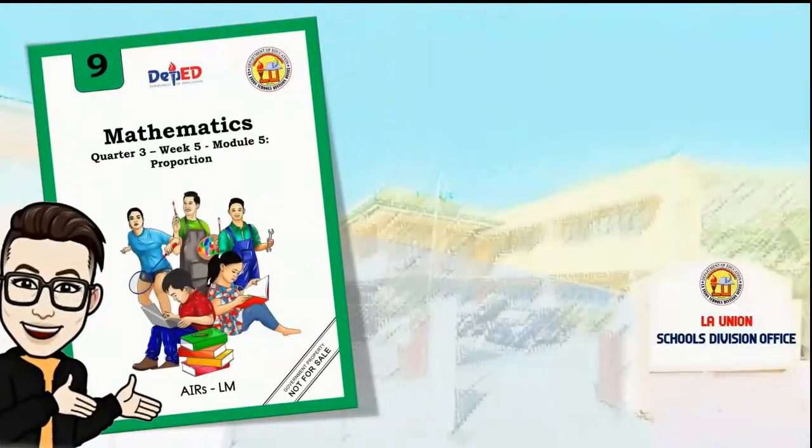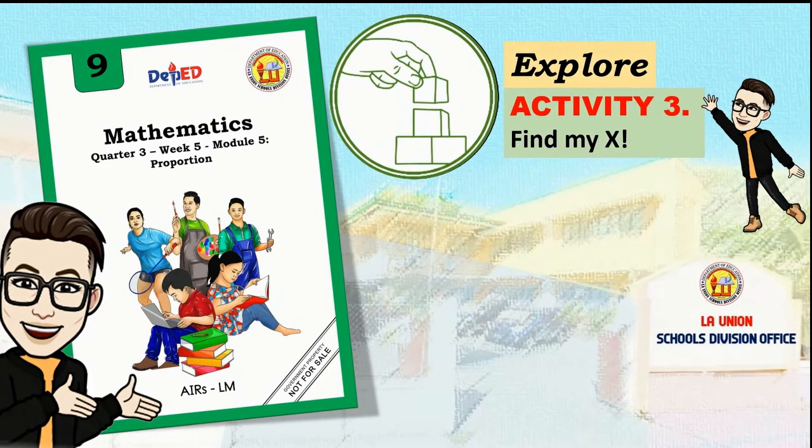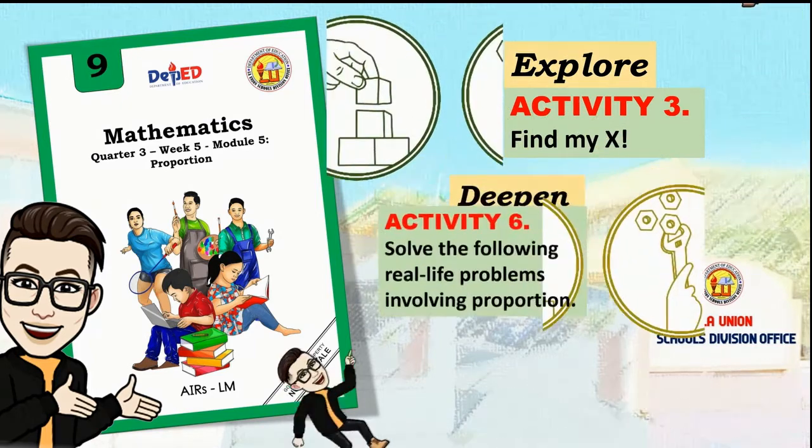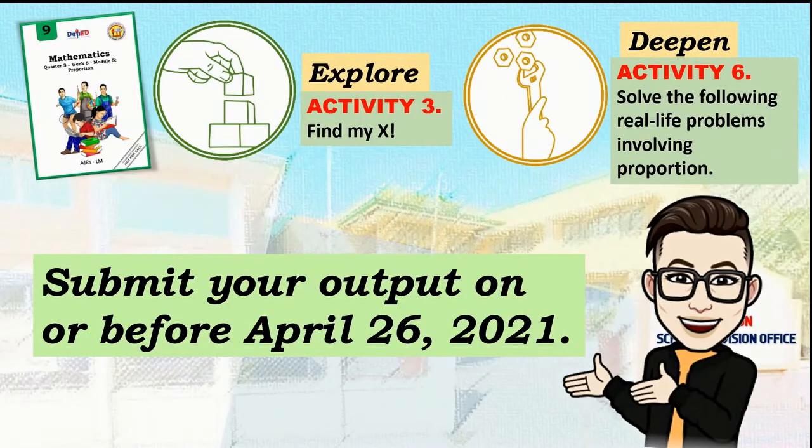You can now do your activities in your self-learning module. Under Explore, we have Activity 3, Find My X on page A. Deepen Activity 6, Solve the following real-life problems involving proportion on page 9. And submit your output on or before April 26, 2021.